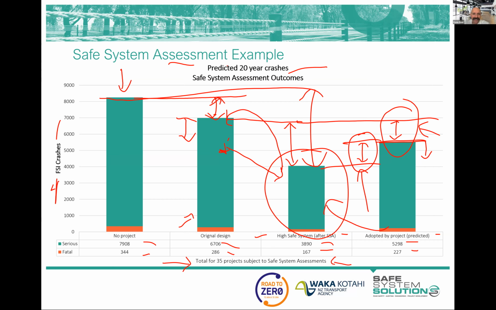Andrew says, of course, general speed reduction would reduce this as well. Yeah, a number of these 35 projects had some speed limit reductions, but they had a lot of speed calming measures, raised intersections, roundabouts and those sort of things. So there was some of that factored into it.